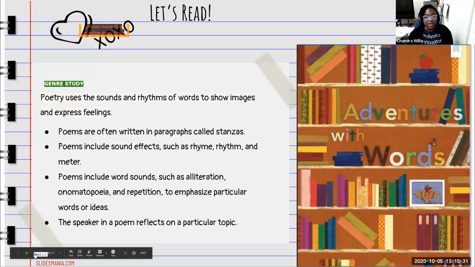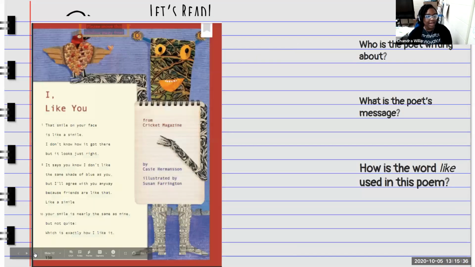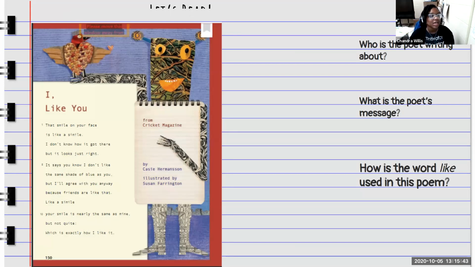And we are reading Adventures with Words. We're going to read two poems today and answer some questions about these poems. So please, scholars, pay attention, put on your listening ears, and answer these questions when we're done.